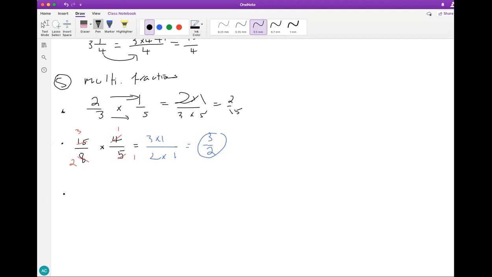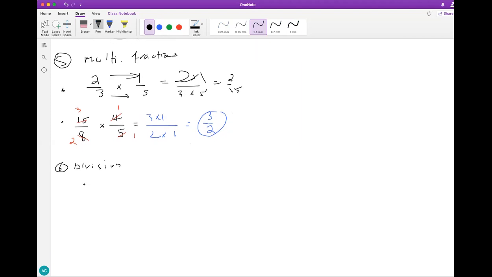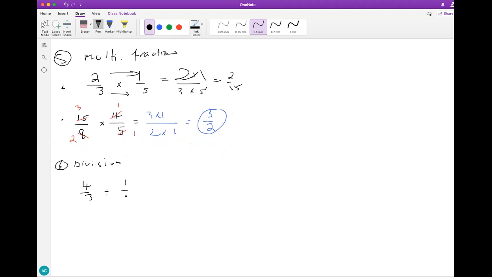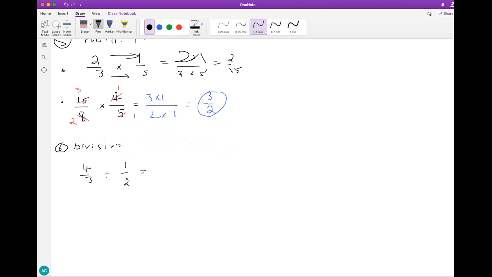Now let's do number 6, division. So a little bit different. I mean, just one extra step, but it's going to come down to this. So division. So here's what you do. When you're dividing two fractions, let's say 1 over 2. With multiplication, you just multiply straight across. With division, you want to actually turn it into a multiplication first. So we're going to turn this division into a multiplication and then do the same thing as we did earlier.